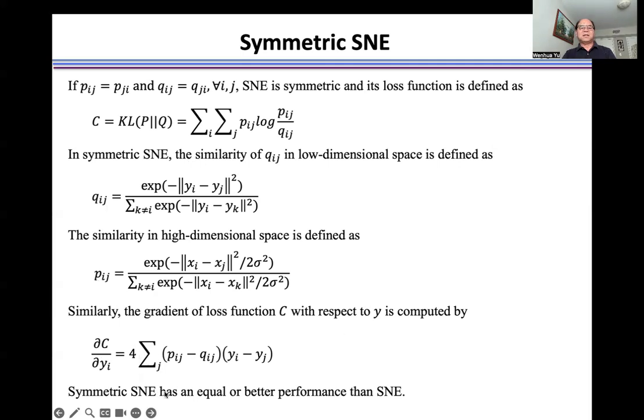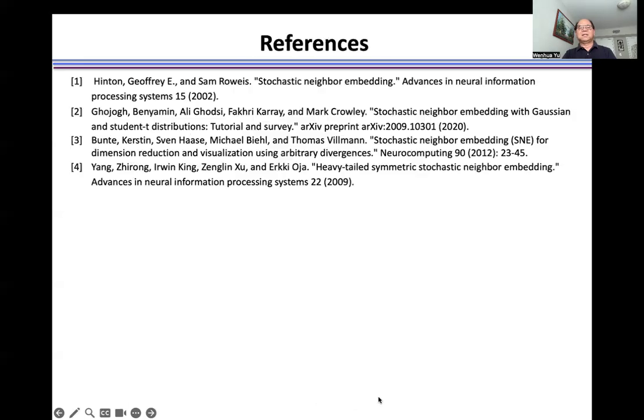The symmetric SNE has equal or better performance than SNE. For more details, please check these references.